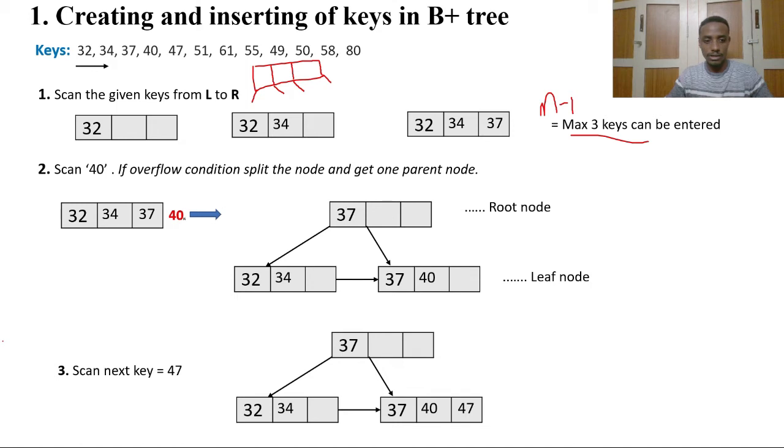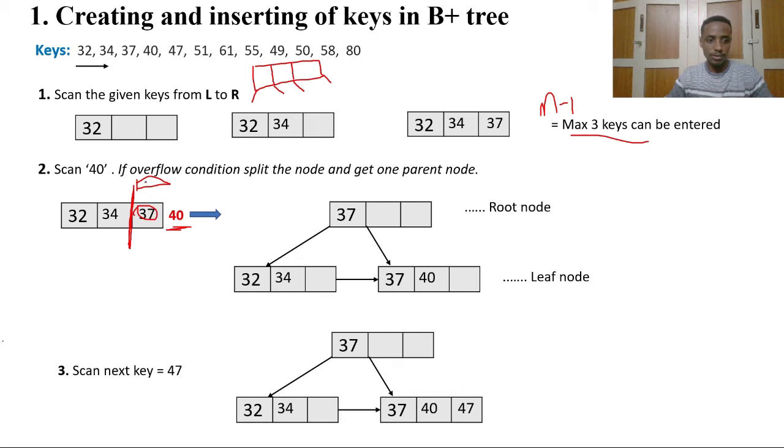So if we want to add more values like 40, we scan 40 and want to add this key value. So we need to split and get one more root node. For that we will divide at the middle value and get a right child and a left child, because m/2 is the minimum number of children possible in a B+ tree. So we'll get one right child and one left child. So we will have one root node.